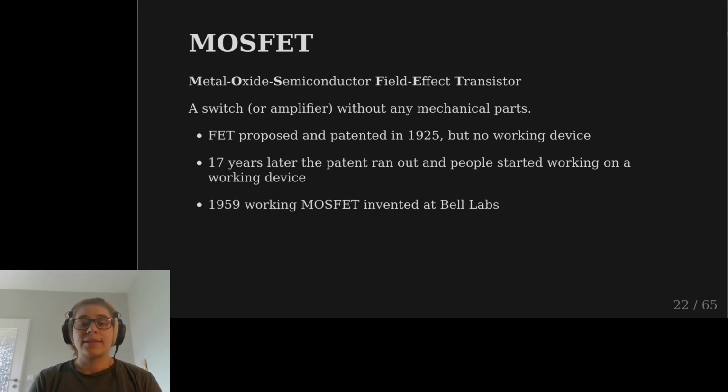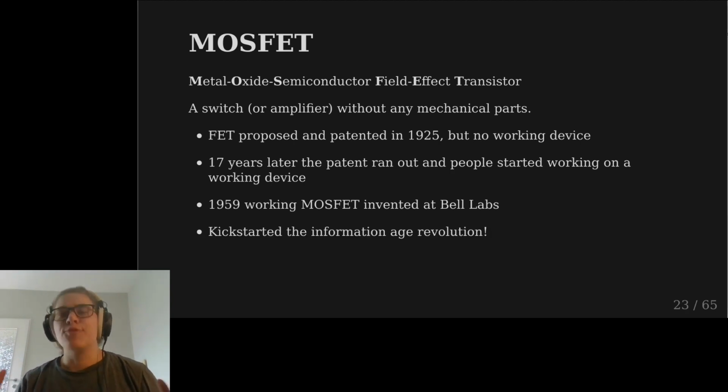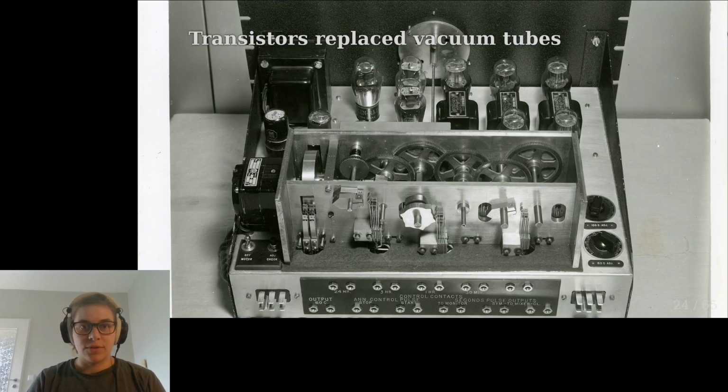And then after this period of doing nothing, people started working again, because this could really change electronics. And in 1959 at Bell Labs, people developed the first MOSFET transistor, basically the same thing that we still use today. It changed everything. It kickstarted the information age revolution. And how did it do that? How did just a little silicon thing change everything?